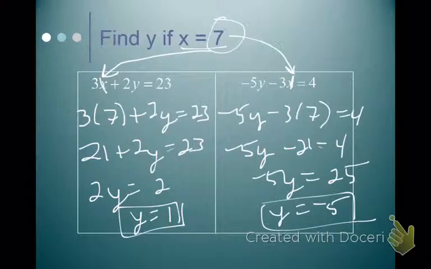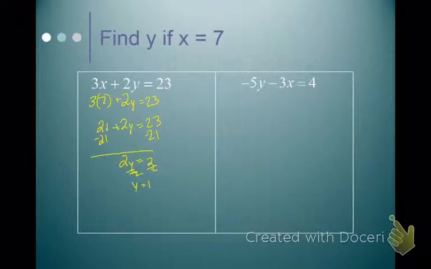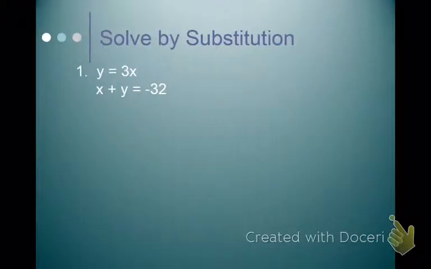If we know what x equals, then we can plug that in for x. On the flip side, if we know what y equals, then we can plug that in for y anywhere we want to. Okay? It doesn't have to be any different if we're not plugging in numbers, if we're plugging in expressions, it's going to be the same idea. Okay? So for example, this first guy, y equals 3x and x plus y equals negative 32.